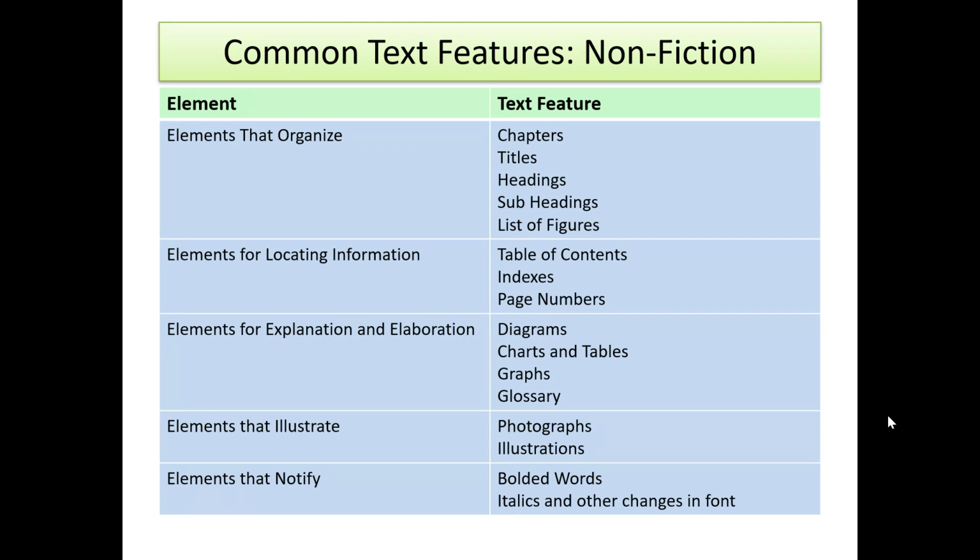Elements that illustrate are anything that is an illustration or photographs, generally accompanied by a caption that would explain what's happening in the photograph. Usually the photograph on the page matches some of the information that's on that same page or in that same area of the same page. And then elements that notify. We know that if an author bolds words in an article or in a book, especially an informational book, there's some emphasis on that particular word. So there's a reason it's there. In informational text, bolded words may be new vocabulary words or words that are very important to understanding what's happening in that text. Italics is the same way.